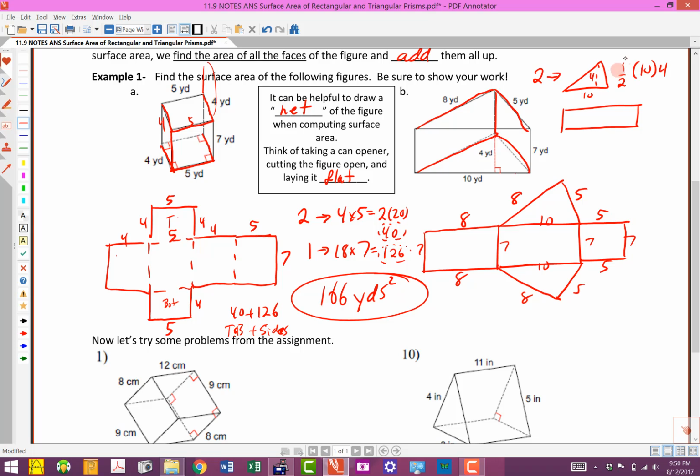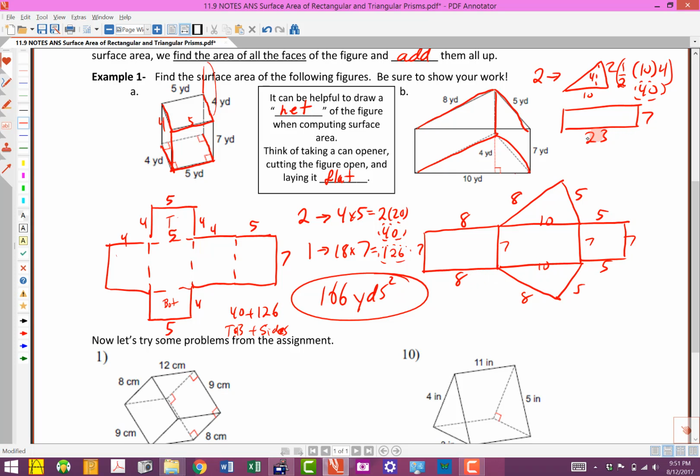And we've got two of those, so those are going to cancel. If we multiply those together, that's going to be 40. And then this is going to be, let's see, remember that's 7 tall. And then we've got 5 plus 10 is 15, plus another 8, that's going to be 23.